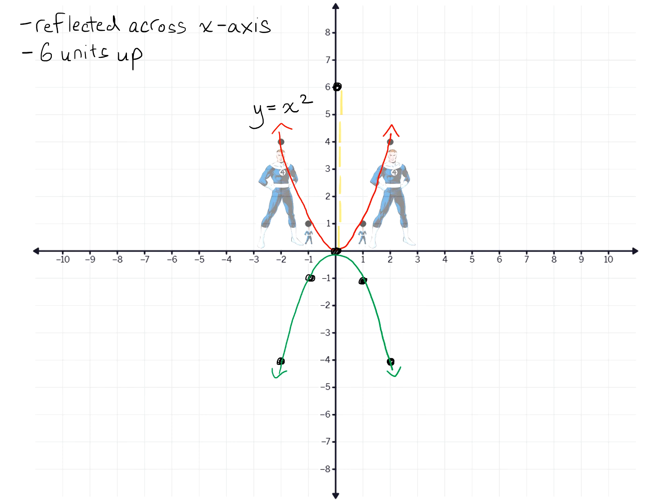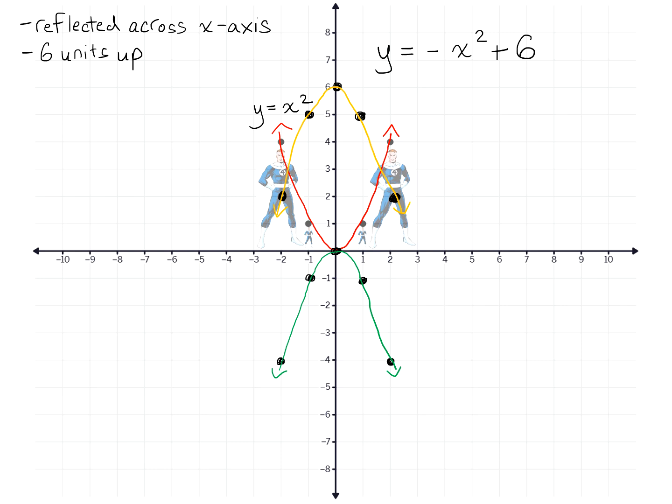Next, I'm going to move my vertex 6 units upwards. I'm going to move a second point 6 units upwards. And I'm going to move a third point 6 units upwards as well. I've gone ahead and moved the last 2 points 6 units upwards as well.